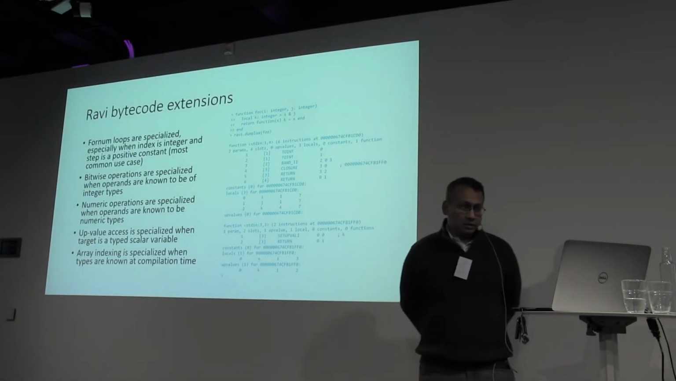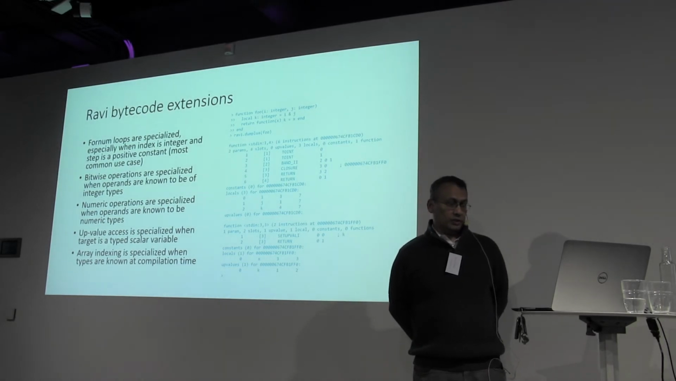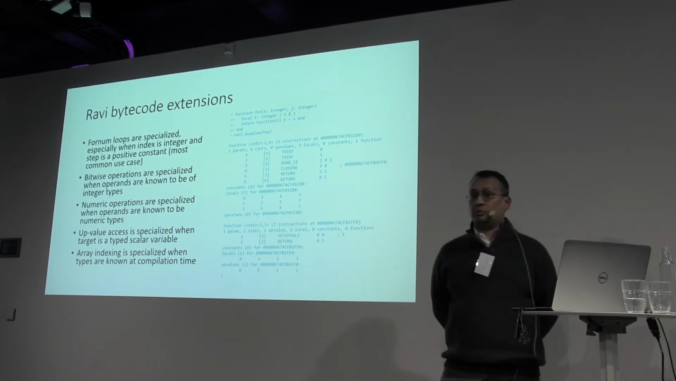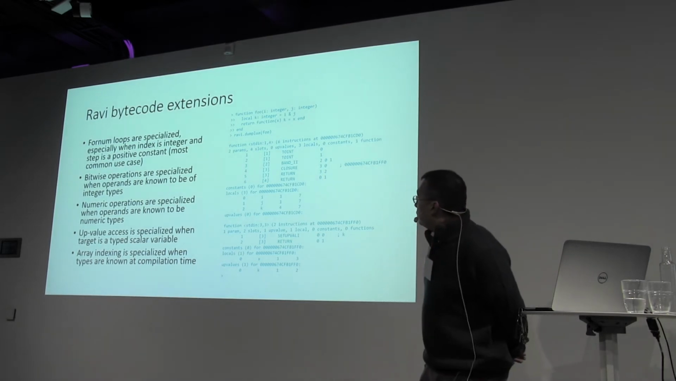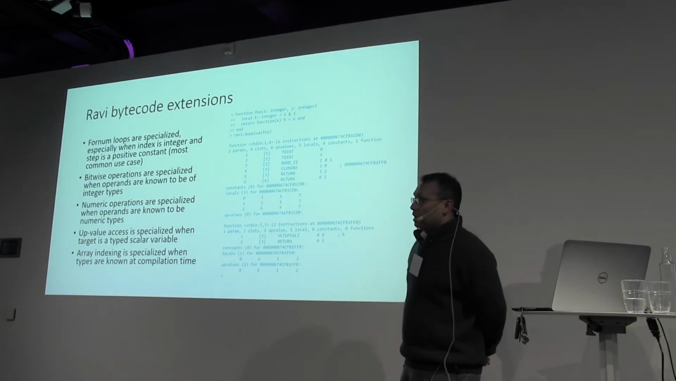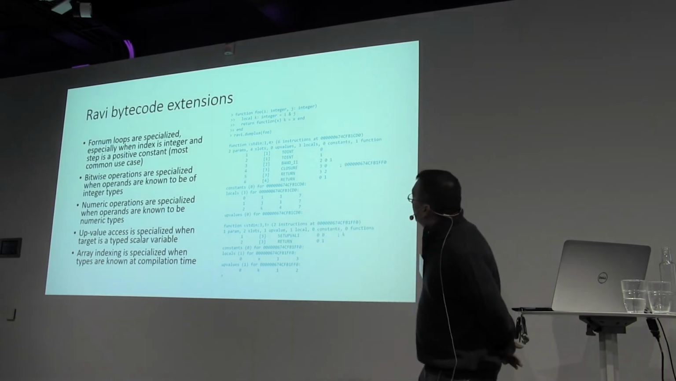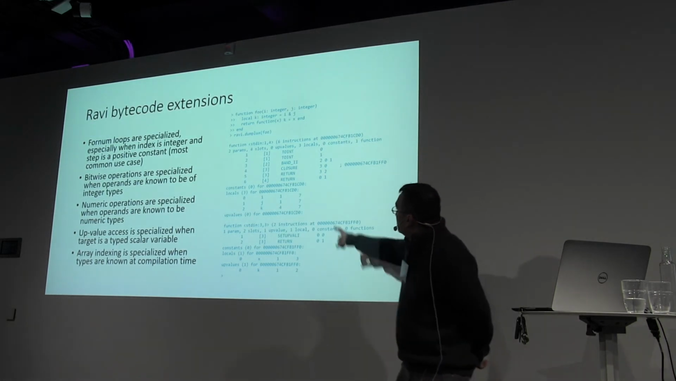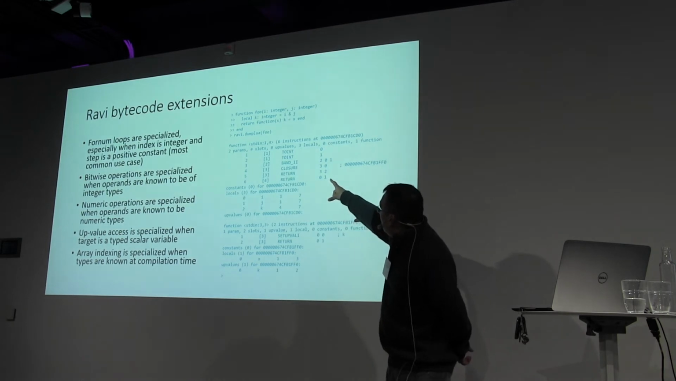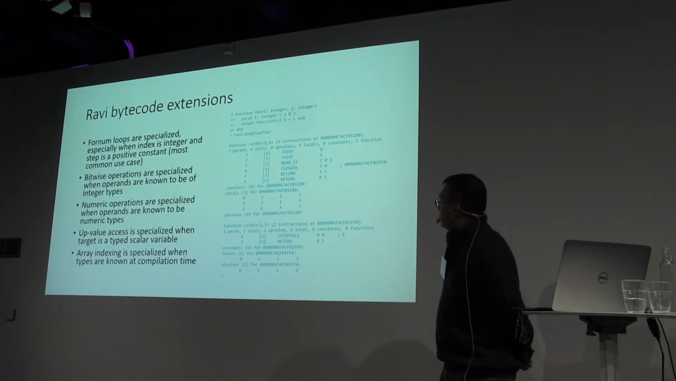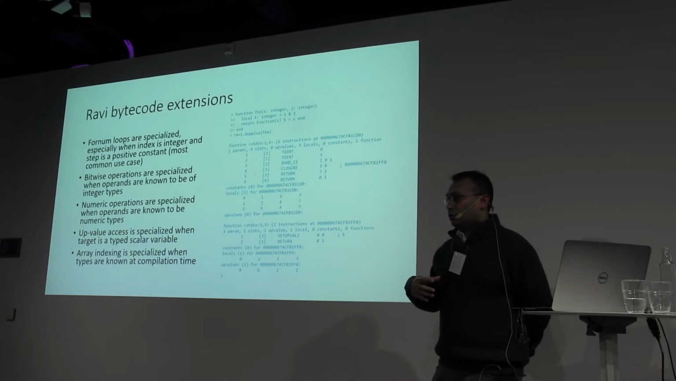So there are some other bytecode extensions in Ravi. Firstly, for num loops are specialized. When the index is an integer and the step is a positive constant, which is the most common use case, the bytecode gets specialized. Bitwise operations get specialized when the types are known. If you look at the example function there, that's doing a bitwise AND, and you can see that the instruction generated is BANII, which is saying that I know both of my arguments are integers. So again, this will result in inline assembly code.